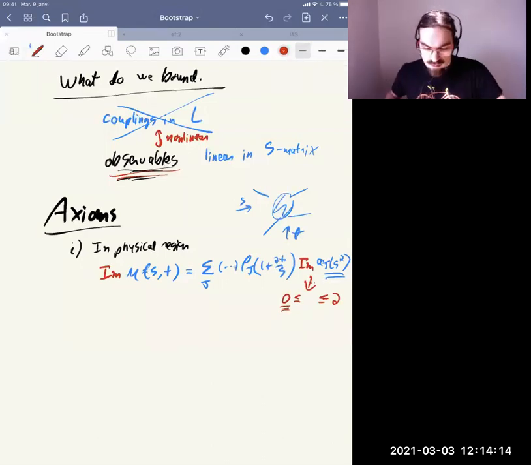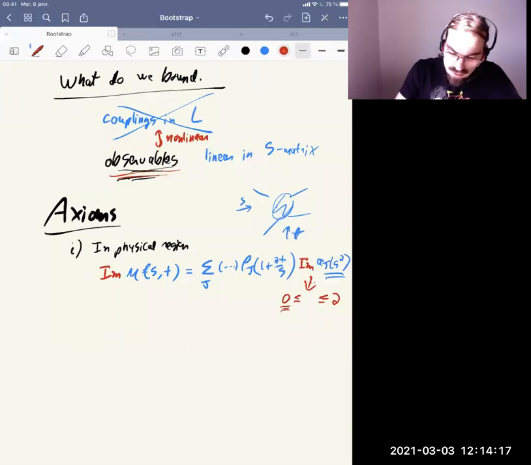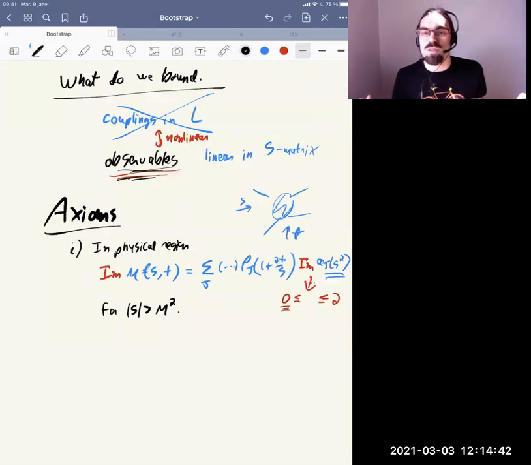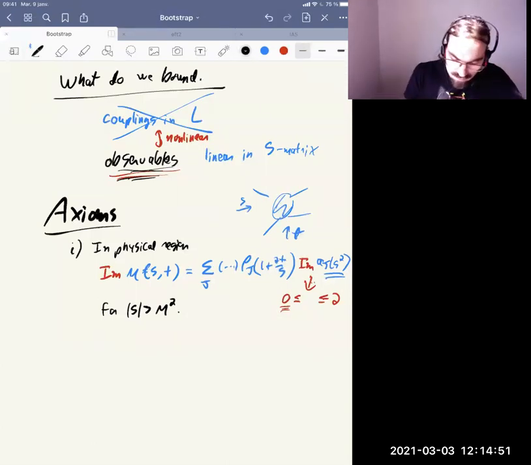Okay. So we're only going to use this for energies above the cutoff. So we're assuming that the theory is unitary. The fact that it's positive here is conservation of probability. So we assume unitarity, and we're only going to use this for s above a cutoff, capital M squared. And then we're trying to get implications for measurements at the scale m, for couplings defined at the scale m.